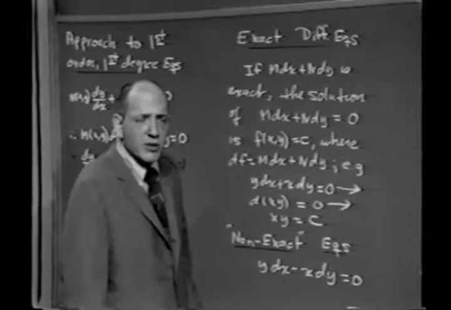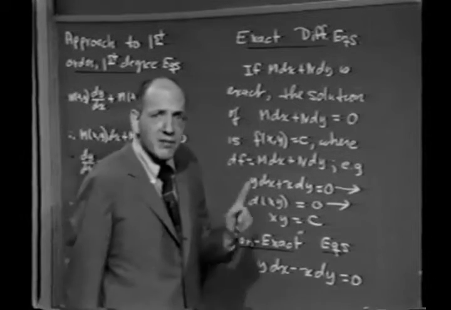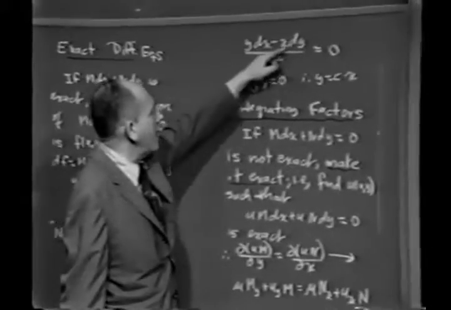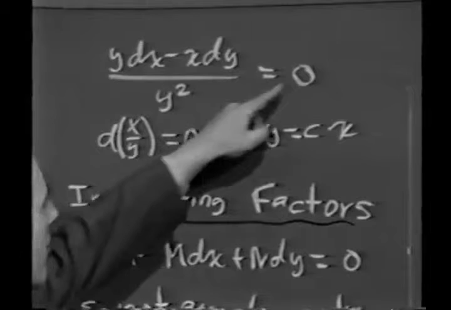If I do that and invoke the rule that equals divided by equals are equal, being careful to remember that I'm in trouble when y equals 0. I've got to keep that in the back of my mind. At any rate, this equation transforms into y dx minus x dy over y squared equals 0.